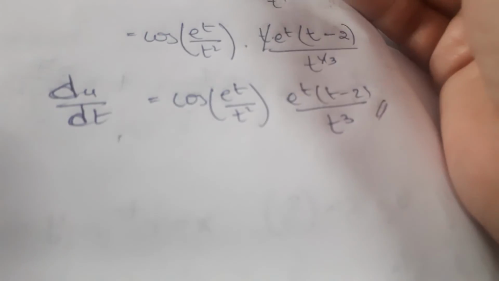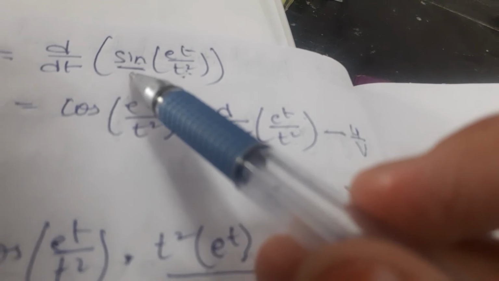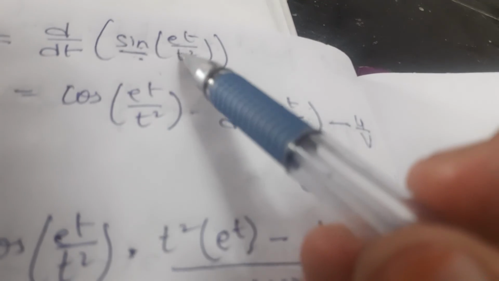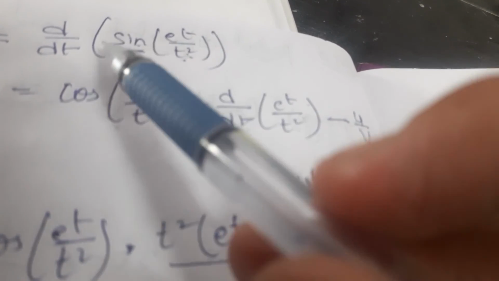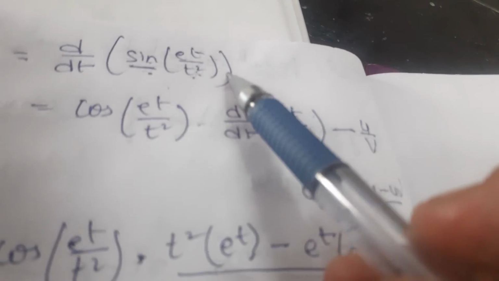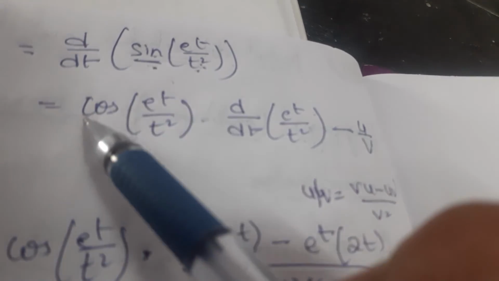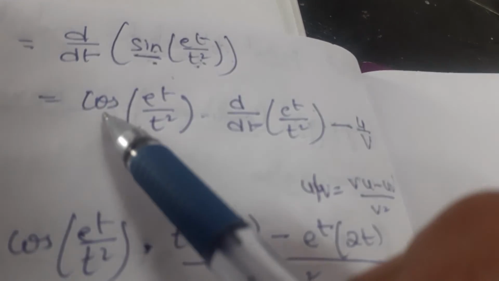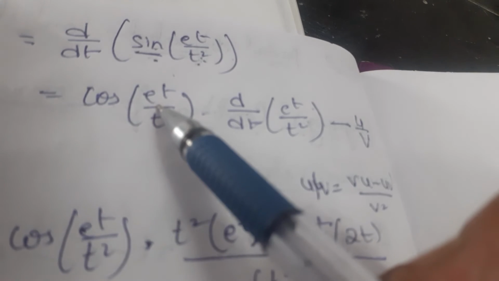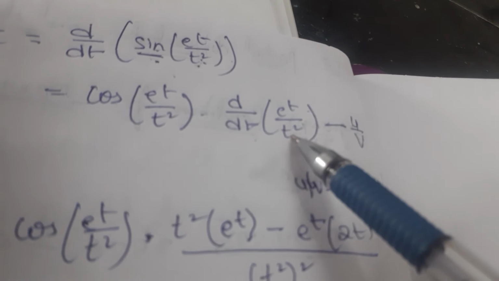Okay, once again I am going to explain. The problem is sine of e power t by t square. It is a function inside function, mother-child function. So what you have to do: first you have to differentiate your first function, that is sine. Differentiation of sine becomes cos. The inside function we write the same. Then d by dt of the inside function, that is e power t by t square.